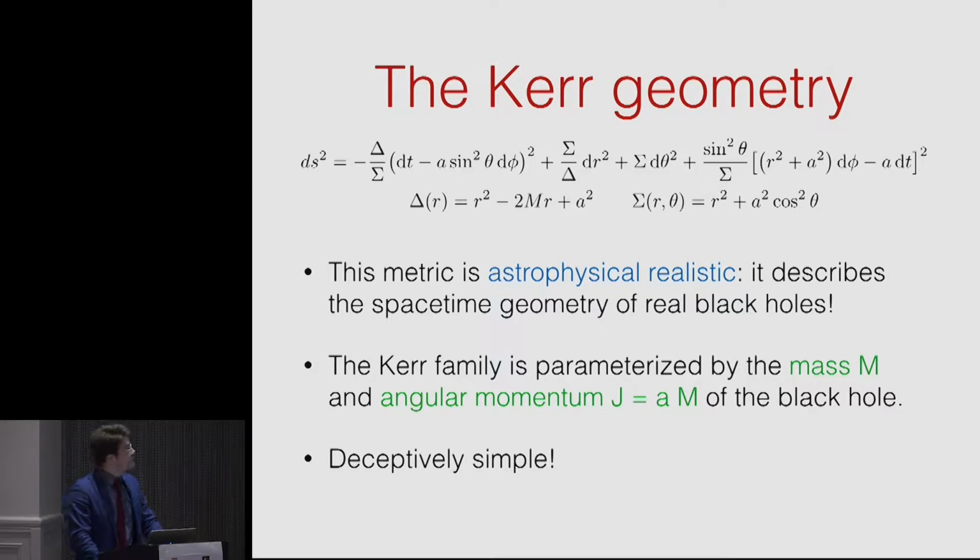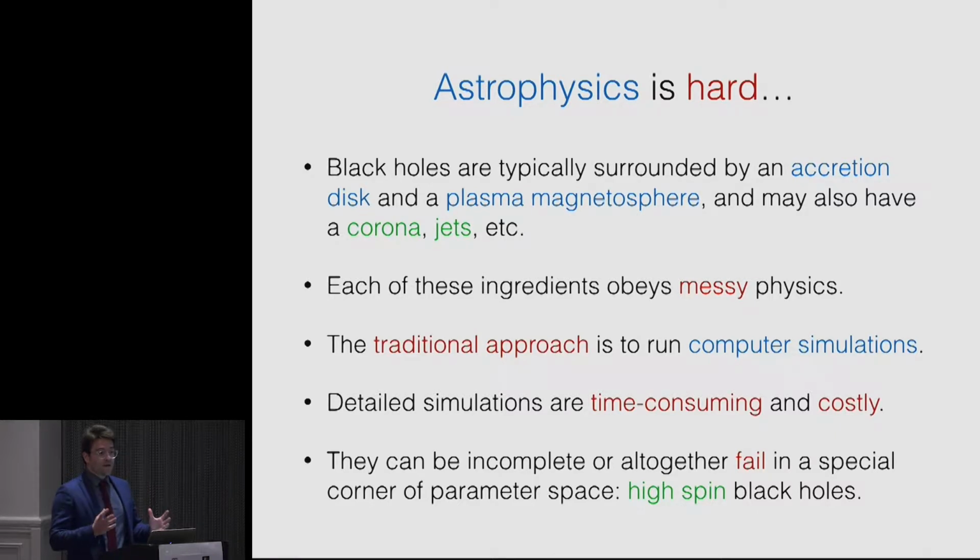Another reason why this is not a simple problem is because even though we know the black hole's space-time geometry, it's not alone. It's typically surrounded by an accretion disk. There's also a plasma magnetosphere, which obeys some nonlinear equations in electrodynamics. And there may also be a corona, jets, and possibly many other ingredients. And each of these ingredients obeys messy physics, which makes the problem interesting, but also difficult to study. Now, the traditional approach is to run computer simulations. And these detailed simulations can be time-consuming and costly, and they typically have very many parameters, and you have to scan through a wide swath of parameter space.